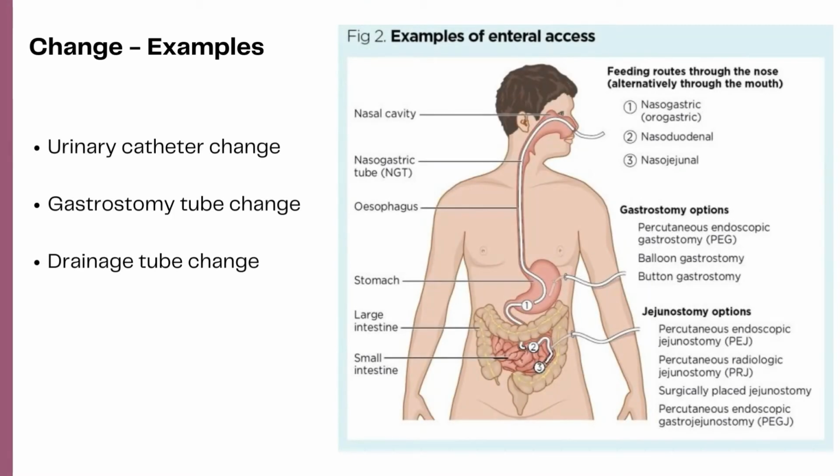These are examples of procedures which are coded under the root operation change: urinary catheter change, gastrostomy tube change, drainage tube change. So typically, change procedures involve exchange of drainage devices and feeding devices. One important coding note is that in the root operation change, general body part values are used when a specific body part value is not available in the tables. We'll come to that when we do an example.